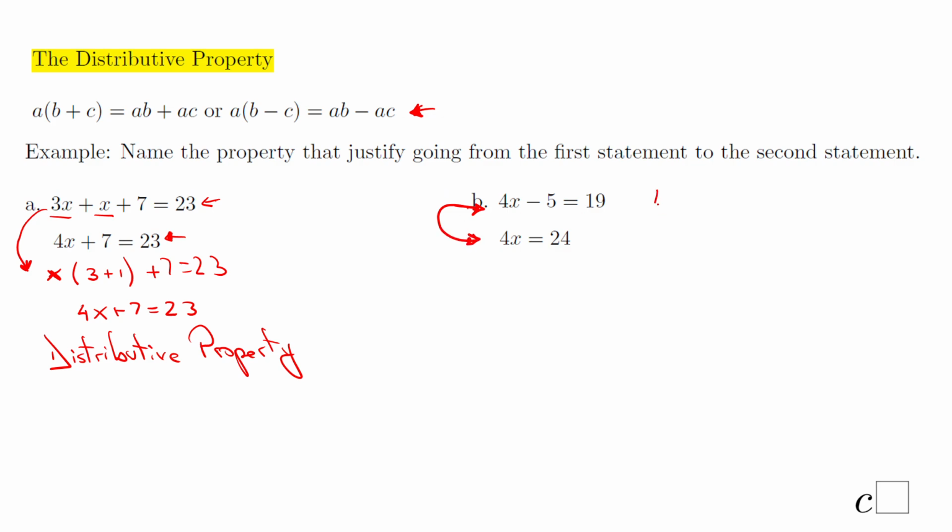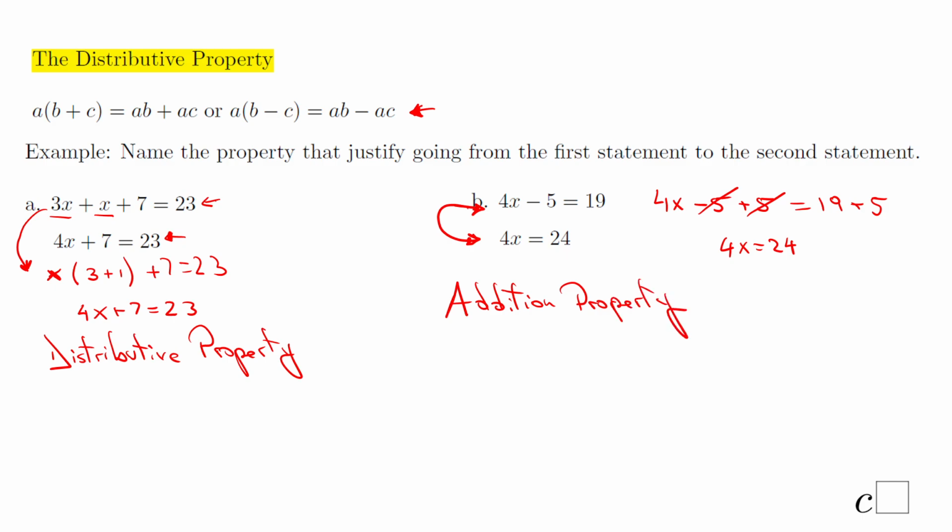If in your mind you say, hey, we do that by adding 5 on both sides, that's the way we do it in algebra, that's correct. We cancel out this minus 5 and we have 4x equals 24. So this one, in fact, is the addition property of equality. I'm just going to write addition property. But again, one more time: distributive property of equality, addition property of equality. That's the complete name of the property.